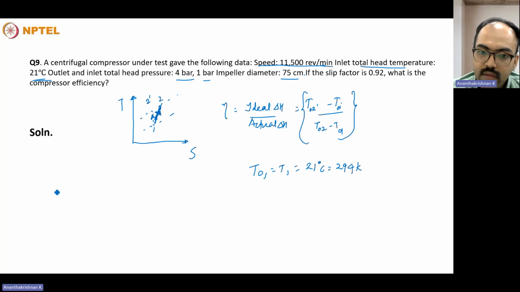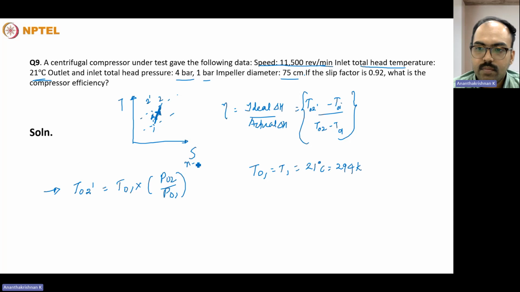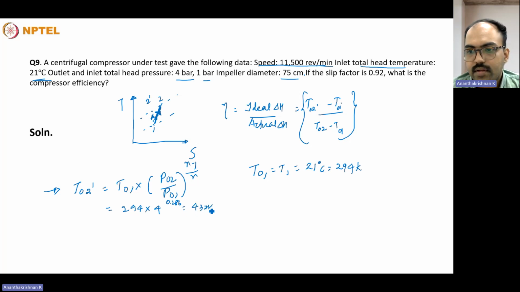So we can try to solve it in a different manner. We can calculate T02 dash. It's an isentropic process, so we know T02 dash over T01 equals the pressure ratio raised to gamma minus 1 divided by gamma. The outlet and inlet total head pressures are 4 and 1 bar. So from this one, we can directly get T02 dash as 294 times 4 raised to 0.286, which is equal to 437 Kelvin.